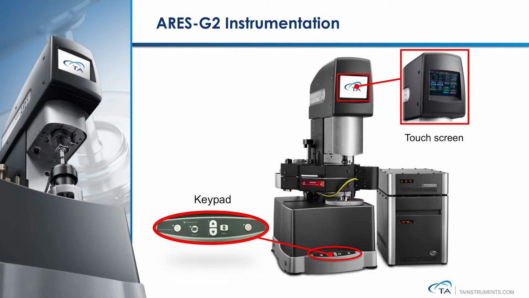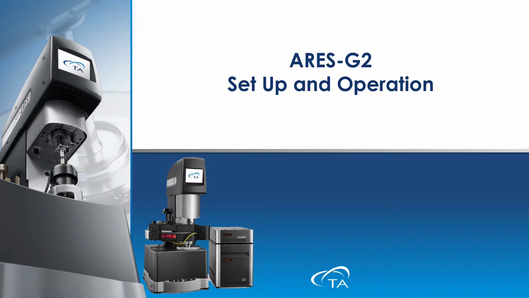On the bottom of the ARES-G2 testing stage, there is a touch pad which is used for some basic instrument operations. On top of the instrument head, you can see a touch screen window which will also allow you to check on instrument status and perform some basic operations.